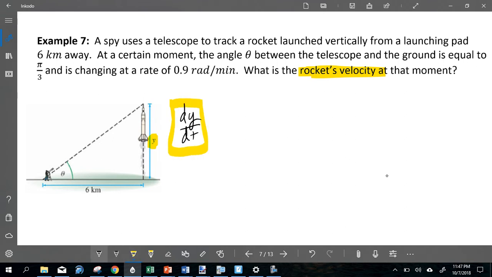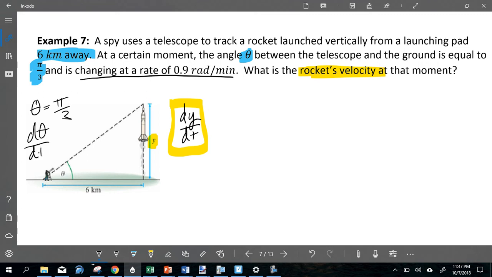They tell me some different things. They tell me 6 kilometers away. I already got that marked. The angle theta is equal to pi over 3. So I can go ahead and say theta equals pi over 3 and is changing at this rate. So the change in theta over time equals 0.9. Wonderful. Once I've got that all set up, I need to look for a formula.